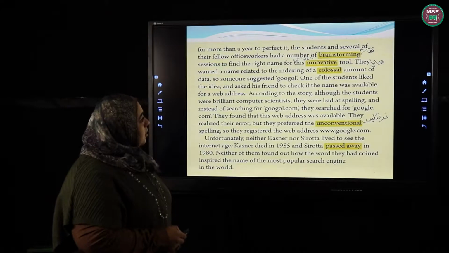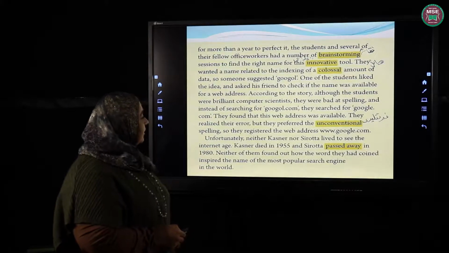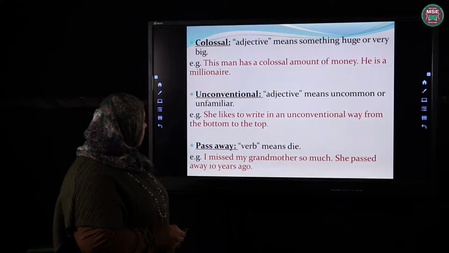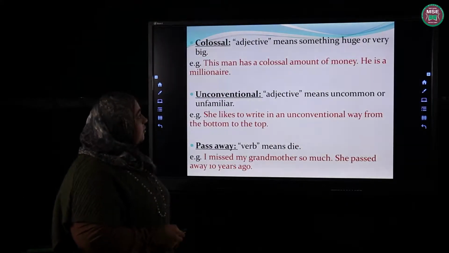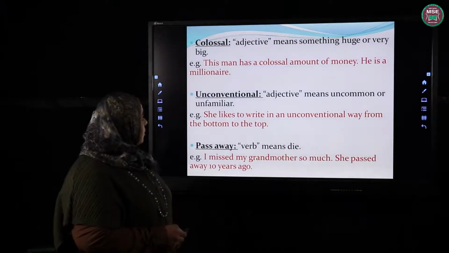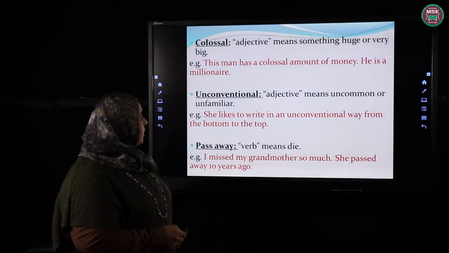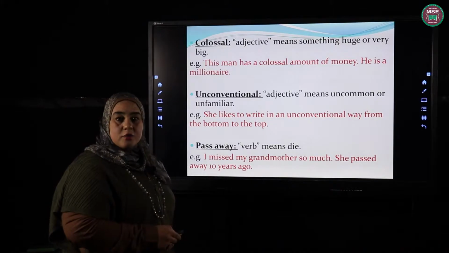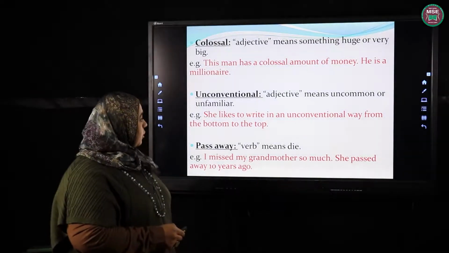Colossal amount of data. Colossal is an adjective, means something huge or very big, very large. This man has a colossal amount of money. He is a millionaire. Colossal, something very big or huge and large.